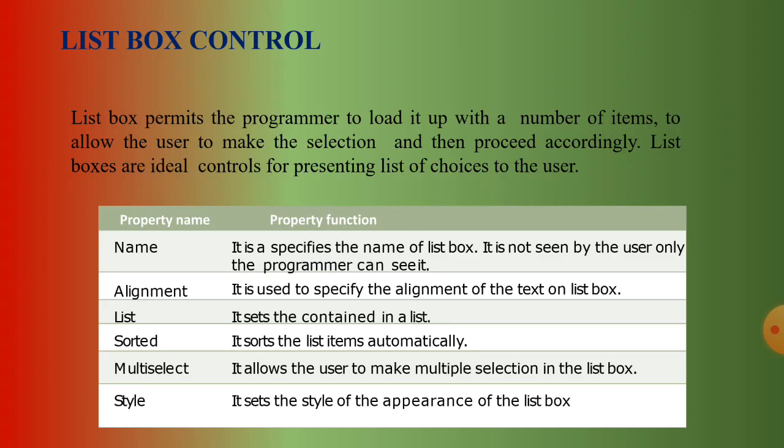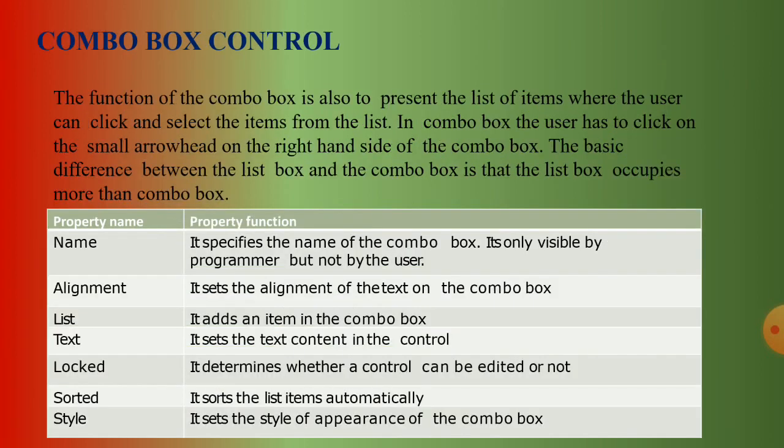Next is the style. It sets the style of the appearance of the list box, a 3D style or flat style. Next is the combo box. Similar to the list box, the combo box is also used to enter a list of items. Its function is to represent the list of items where the user can click and select an item from the list.